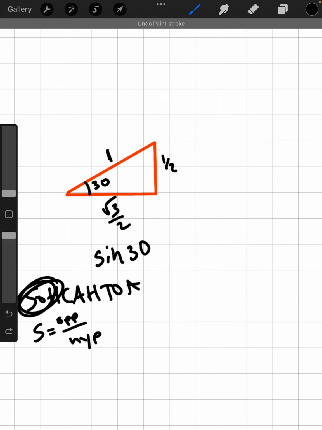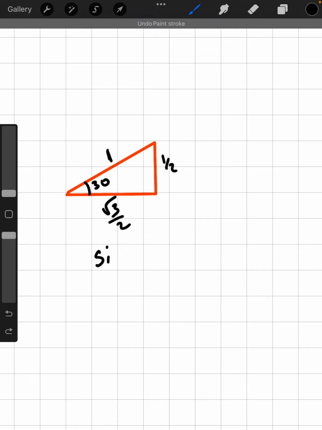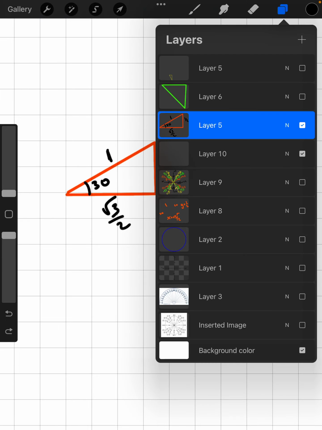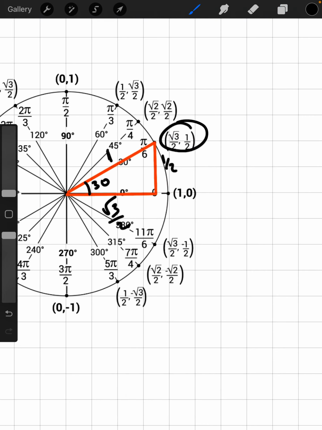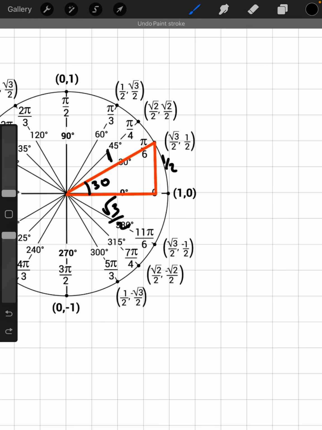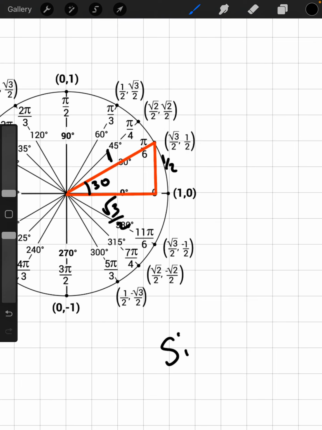Well, what's beneficial here is not just knowing this triangle, but knowing 1/2 was the y-coordinate of the point that was on the unit circle. So again, if I bring back my unit circle for a second, this point right here at 30 degrees had a y-coordinate of 1/2. So my rule is that sine of theta, where theta is just standing in for an angle, is equal to the y-coordinate of that angle on the unit circle.